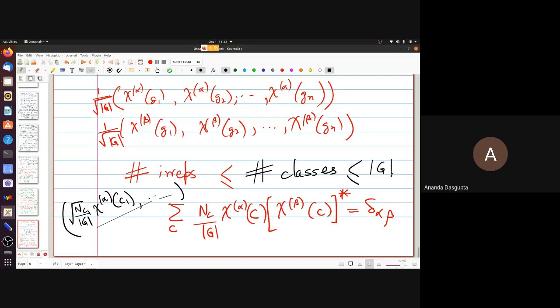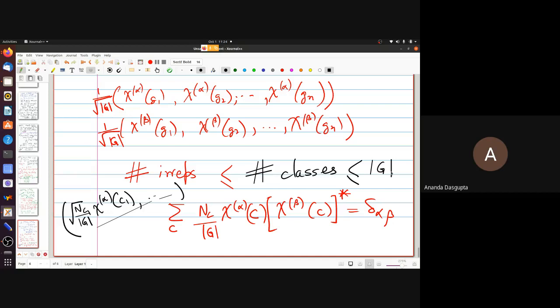So the number of irreps is actually quite limited. For the group S3, you have already shown that you cannot have more than 6 irreps, right? Because there were 6 elements in the group. But now I have shown that it can't have more than 3 actually. Forget more than 6. It's actually less. Clear?